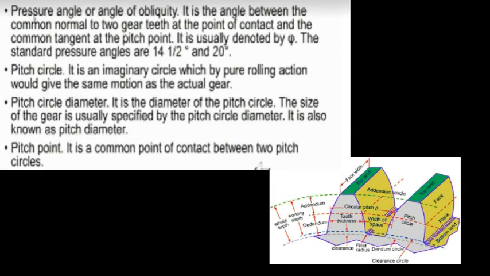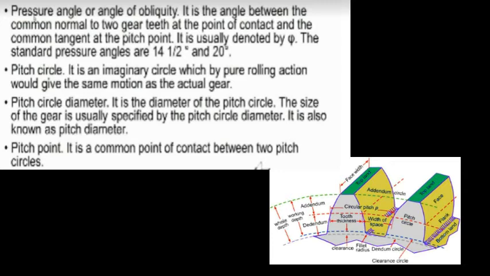It is also known as the angle of obliquity. It is the angle between the common normal to the two gear teeth at the point of contact and the common tangent at the pitch point. It is usually denoted by this particular symbol, which looks like gamma. And the standard pressure angles used in manufacture are 14 and a half and 20 degrees.